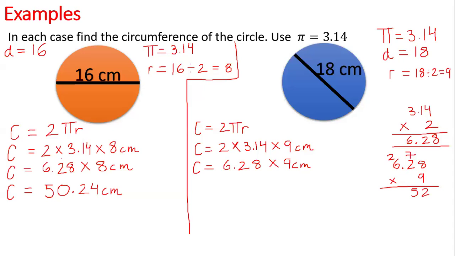9 times 6 is what? 54. 54 plus 2 is 56. So it's going to be 56.52. And so that means that the circumference of the circle is going to be equal to 56.52 centimeters.